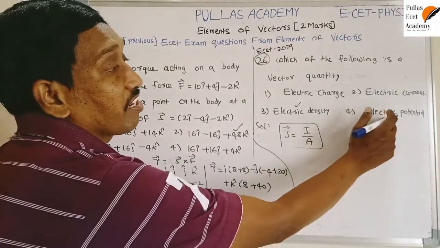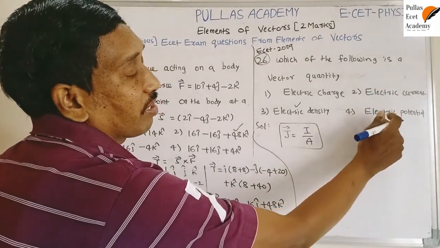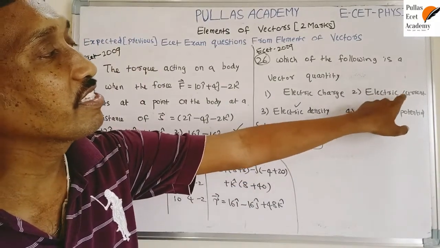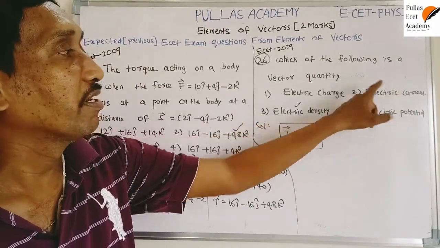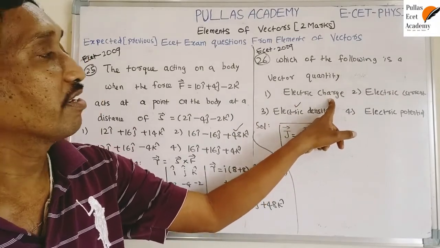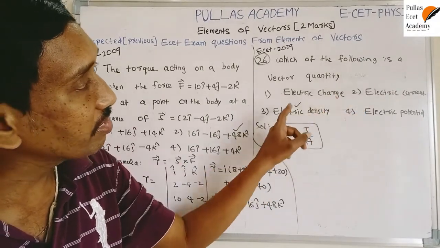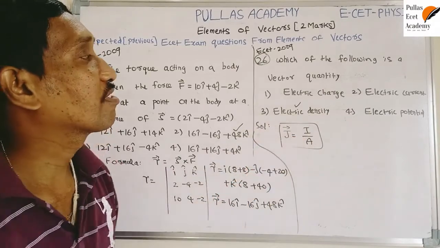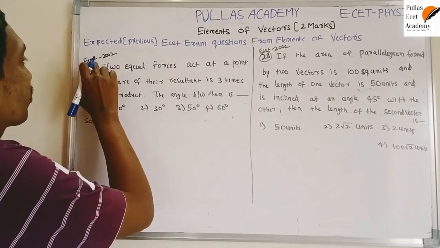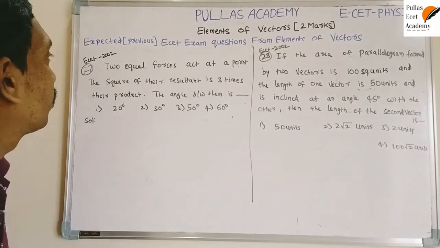Just understand that electric current density is a vector, but electric potential is scalar. Electric potential is work done per charge. Here, current is scalar. Why? Already I explained, charge is always scalar. It has only magnitude, there is no direction. So these three are scalars, and that's which is correct here. The third option is correct.